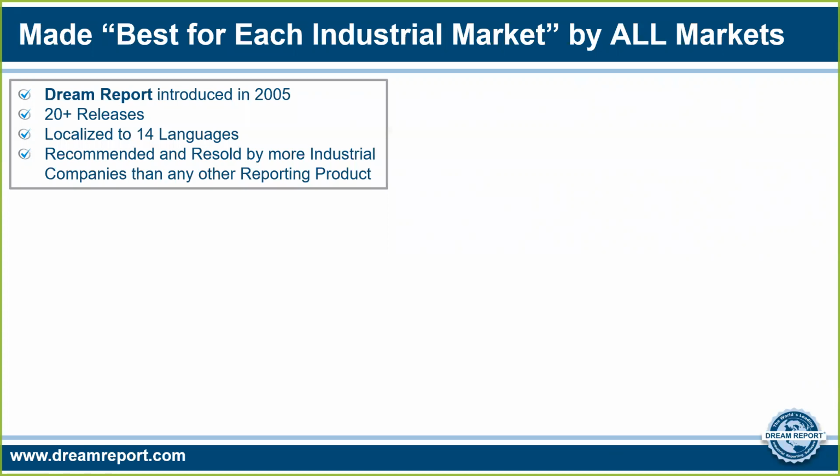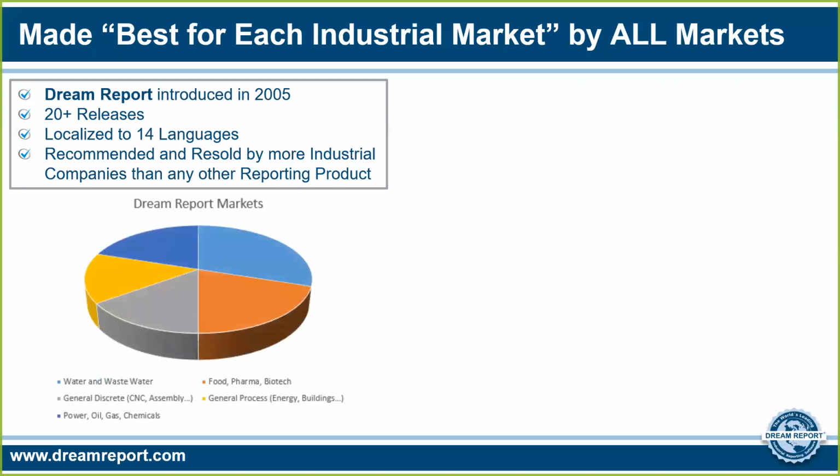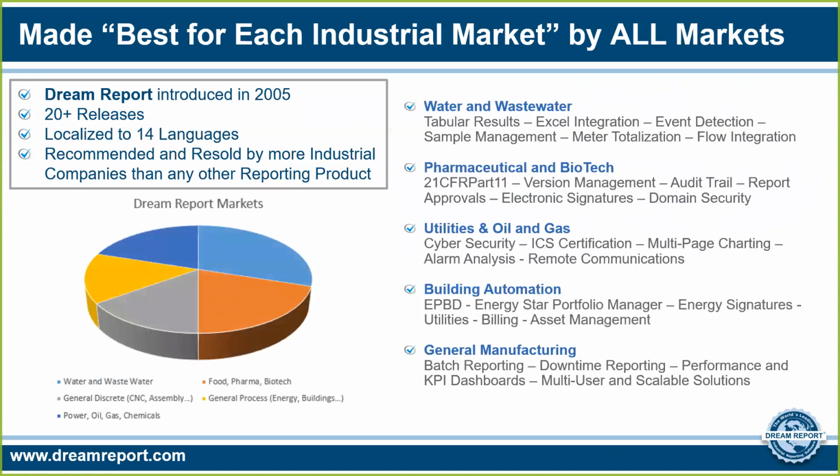So that's on the one side, but on the market side of things, who's using it and how they're using it? So probably our biggest market segment is water and wastewater, but it certainly doesn't end there. Food and farm is a big one. Energy management, building automation systems, just general manufacturing, whether it's food and farm, I mentioned, obviously batch reporting, but all manufacturing, discrete manufacturing, roll tracking, roll reporting, etc. Dream Report really is a great fit for every industry.